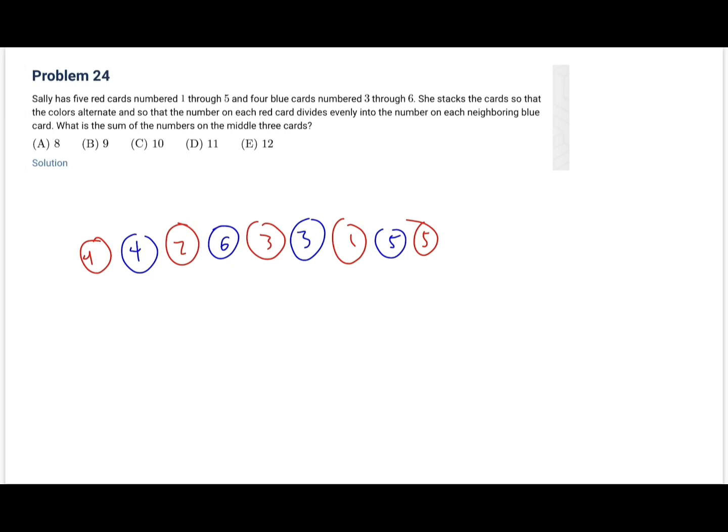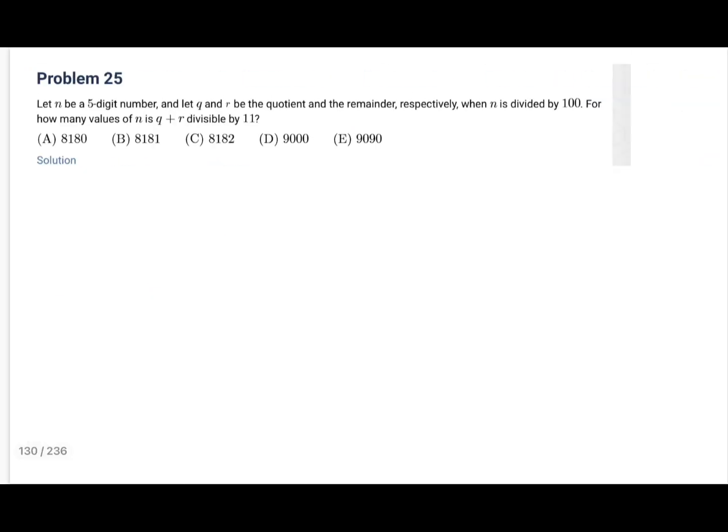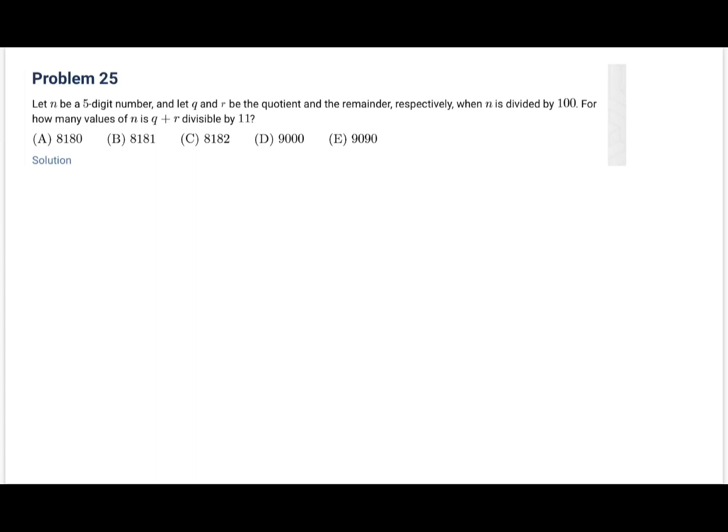What is the sum of the numbers on the middle 3 cards? So the middle 3 cards are these 3. So it's 6 plus 3 plus 3 equals 12. The answer is E. Okay, so last problem, number 25.